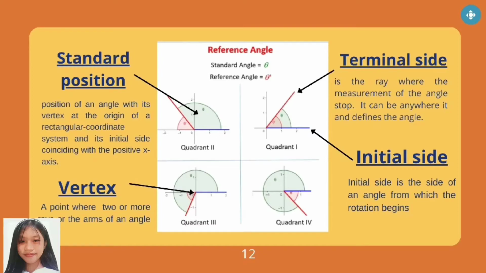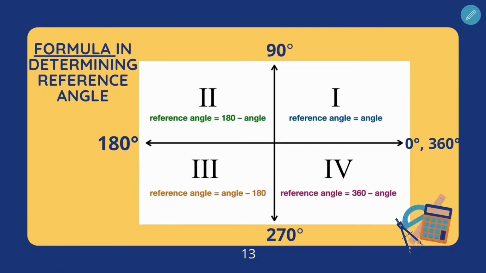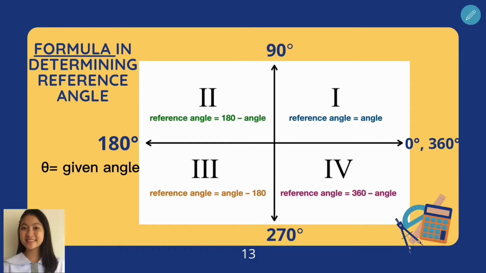Vertex. The vertex is the common endpoint of two rays that meet at a point to form an angle. Take note that the vertex is always placed at the origin. Remember, the reference angle is between the hypotenuse of the triangle formed and the x-axis. It is the difference between the standard angle and either 90, 180, 270 or 360 degrees depending on the location of the angle. We have an important note that theta is the given angle.